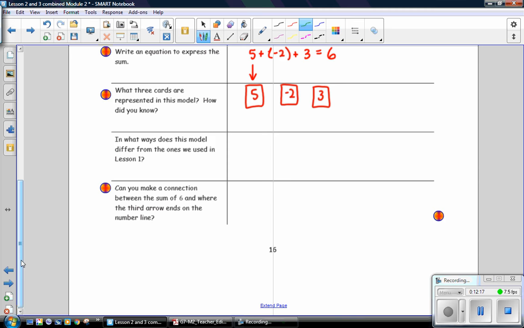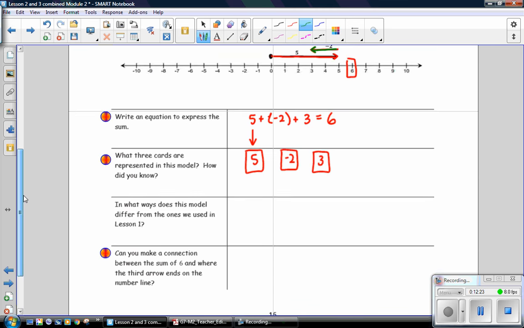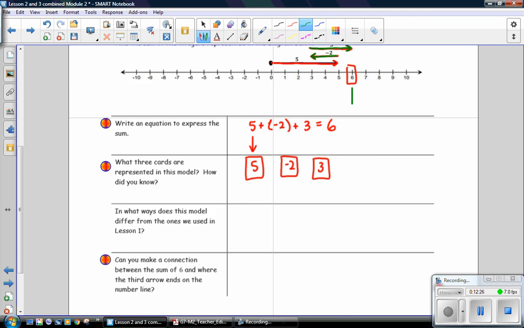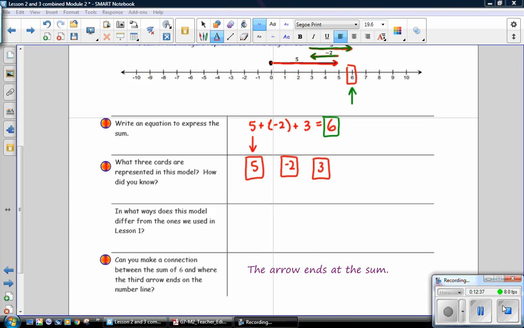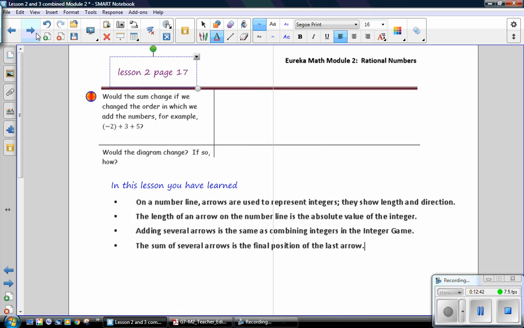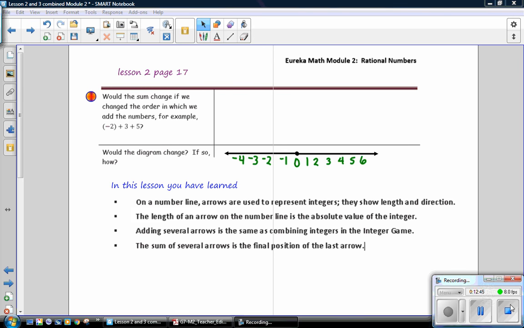Can you make a connection between the sum of 6 and where the third arrow ends on the number line? Notice that the sum of the problem is 6 and the ending position on the number line is also 6. Would the sum change if we changed the order in which we add the numbers? For example, negative 2 plus 3 plus 5. In order to answer that question, let's check the next one.